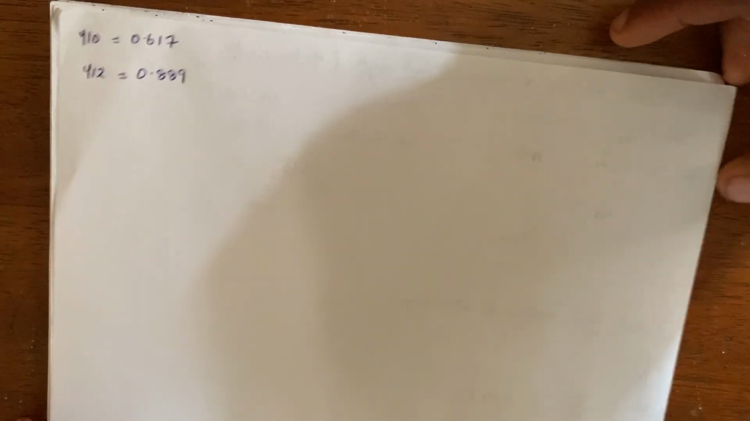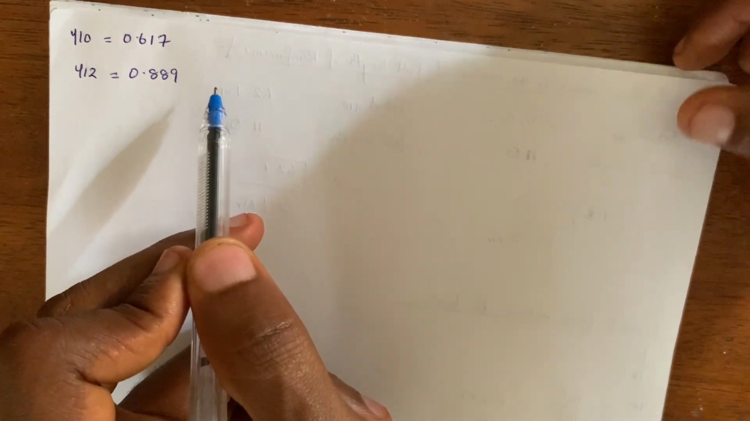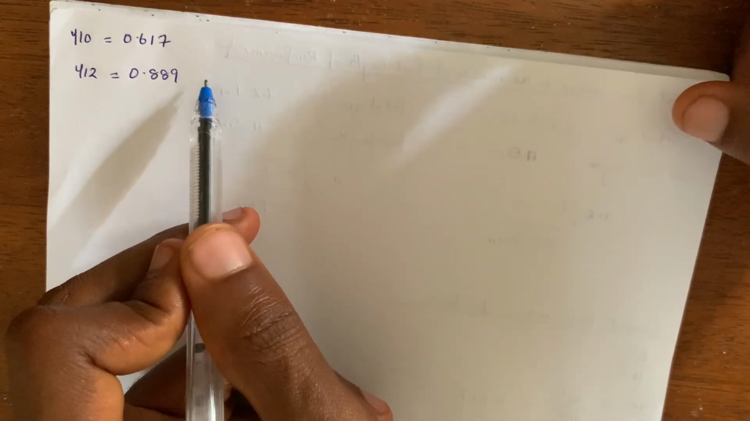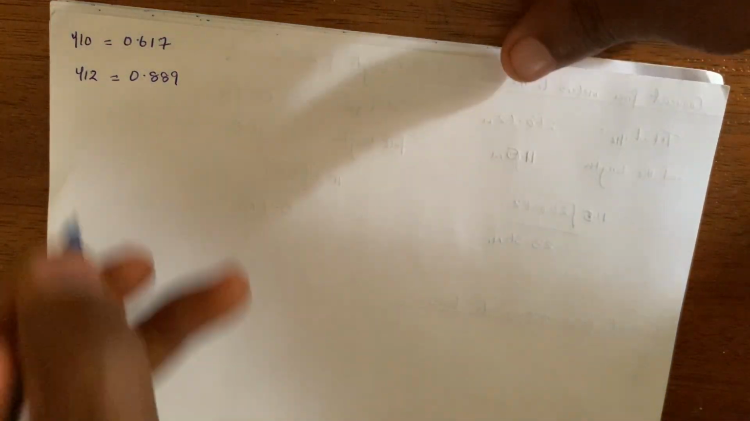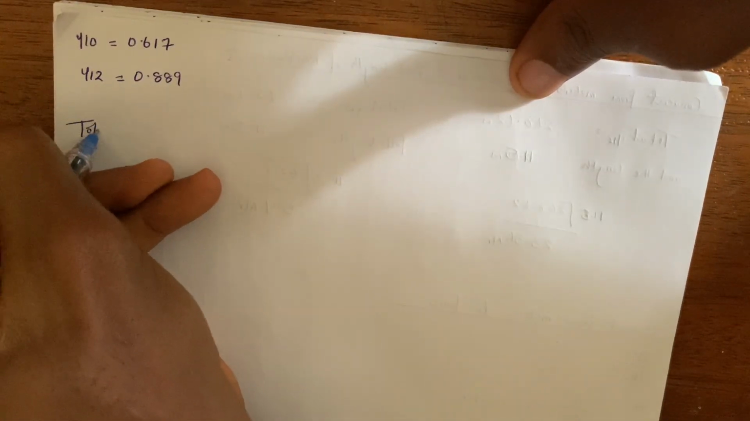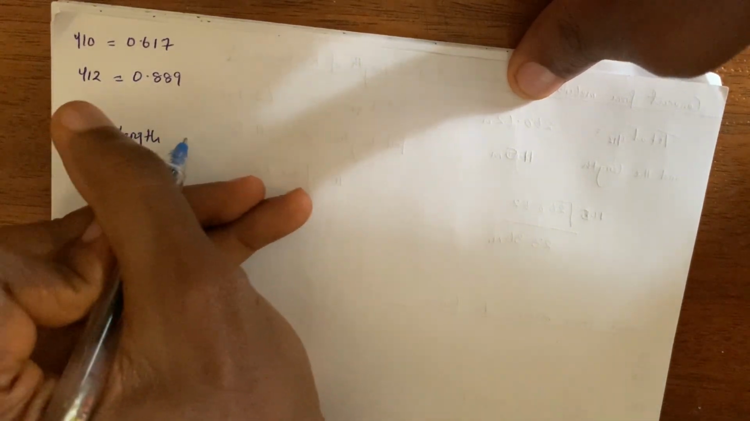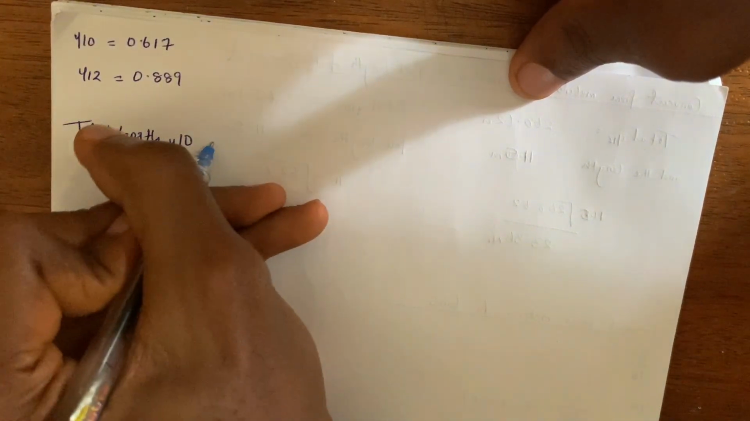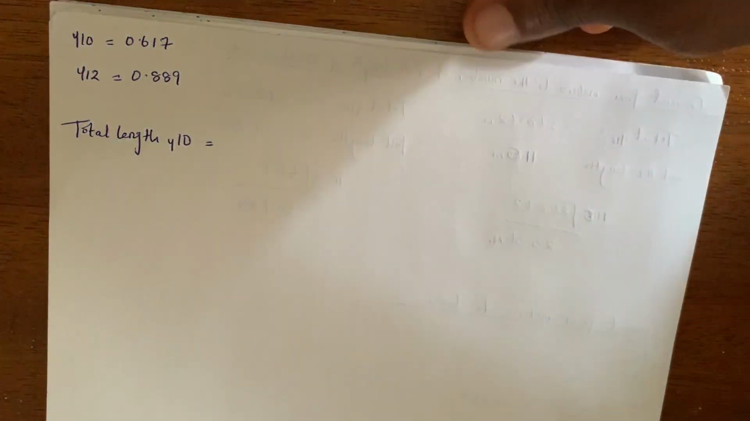So since we know that this is the conversion unit that we're going to be using to convert our total length in meters to kilograms, we can now start. We know that the total length in meters for our Y10, we've calculated it in our bar bending schedule as 62.1.